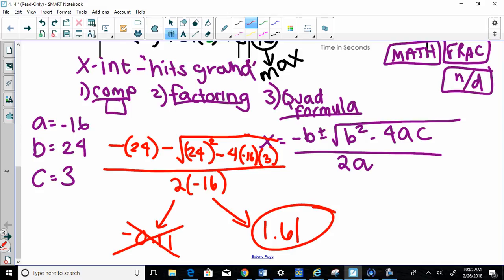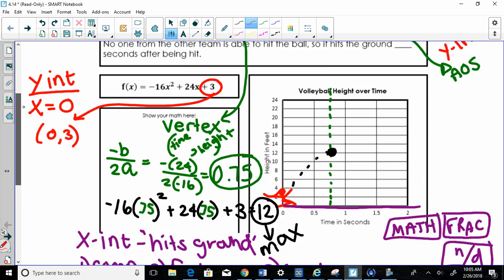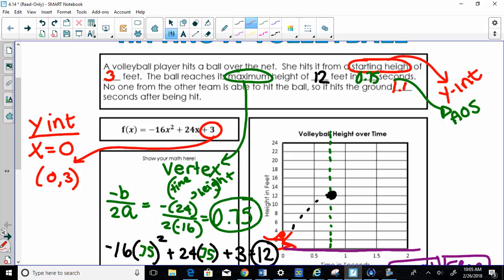Does that make sense? So you want us to do what? So that's your answer, right? At 1.61 seconds, that's when she hit the ground. So here's Anna, here's her ball. At 1.61, like a little after 1.5, that's when her ball hit the ground.